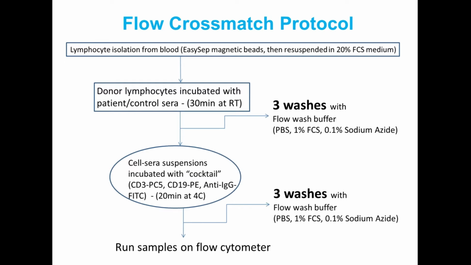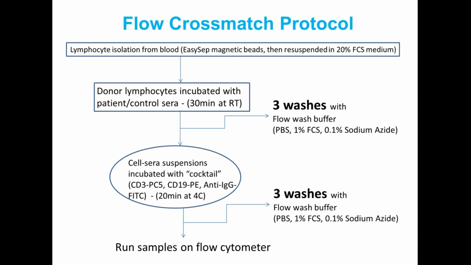I would first just like to show you what a flow crossmatch protocol generally involves in most labs. It starts with isolation of lymphocytes from blood. We use easy-set magnetic beads in our lab, and we suspend the lymphocytes in 20% FCS medium. The lymphocytes are then incubated with patient and control sera, usually for half an hour at room temp. Then there is a first set of washes. Afterwards, the cell serum suspensions are incubated with a cocktail of CD3, CD19, and FITC, usually for 20 minutes at 4 degrees, followed by a second set of washes. And then finally, the samples are run on the flow cytometer.